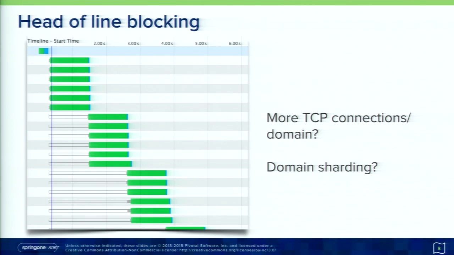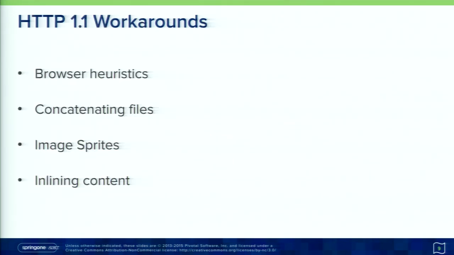We already know about this. We're working on this already. So that's why we're also using other workarounds with HTTP 1.1. Some of them are just browser heuristics. Browsers tend to be clever, and they know that they should download this resource before the other, and they're trying to do a lot of things cleverly to make the experience as good as possible.